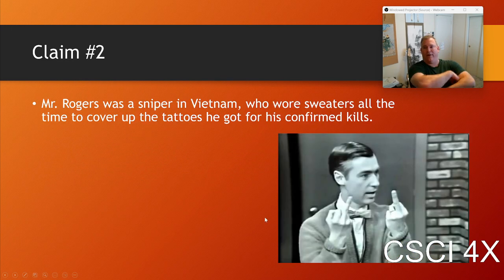Okay, so here we have another claim. Mr. Rogers was a sniper in Vietnam who wore sweaters all the time to cover up the tattoos that he got for his confirmed kills, and we've got some photographic evidence of Mr. Rogers flipping off the kids in his studio.